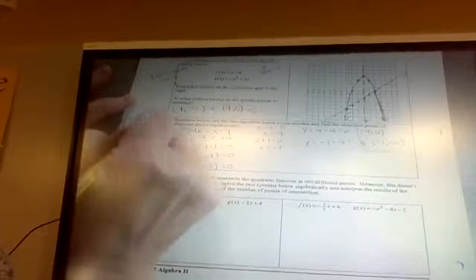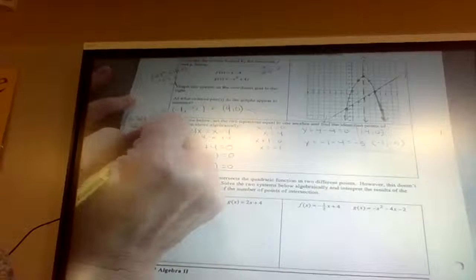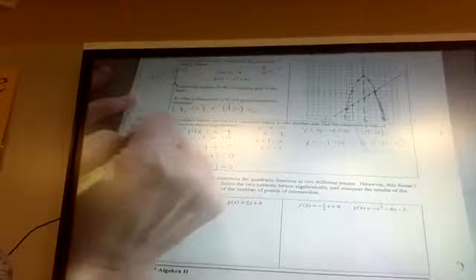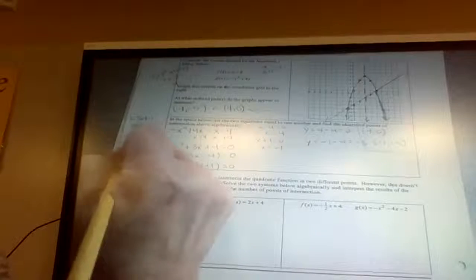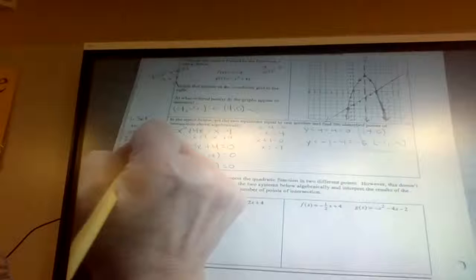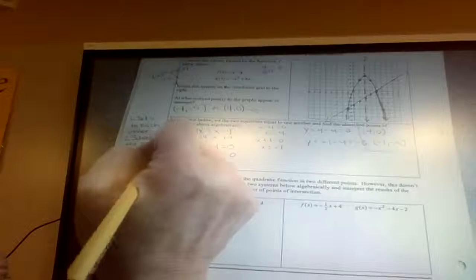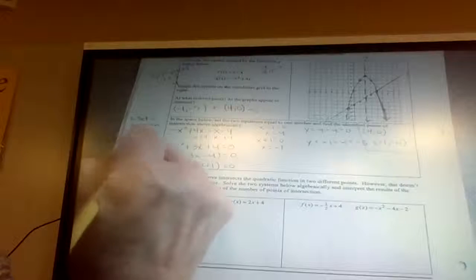This was on the test, wasn't it? There was something where you had to. We solved the quadratic after that. And then we use those values to find the y's. That's not so bad.